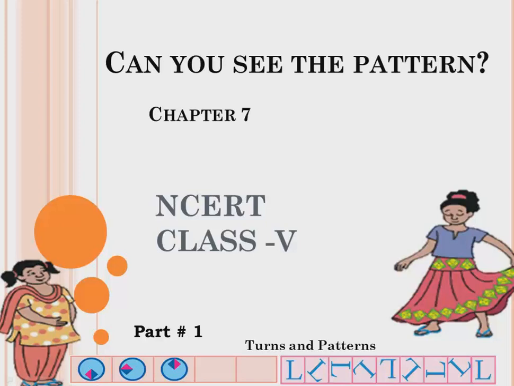Welcome to NCERT Class 5, Chapter 7, Can You See the Pattern? Part 1.